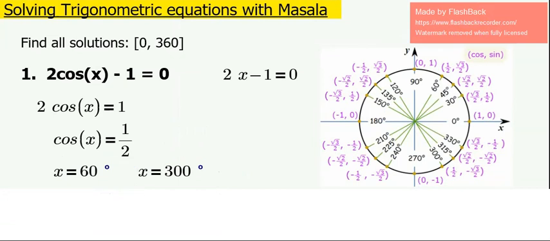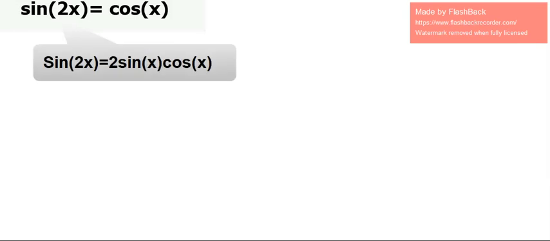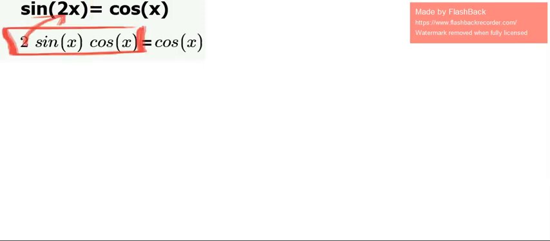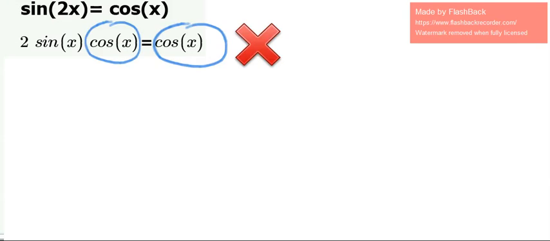So let's do a couple more of these, some that are maybe a little more difficult. Suppose we have sine of 2x equals cosine of x. One trick to solving these problems is to use trig identities. There's an identity for sine of 2x that says it's equivalent to 2 sine of x cosine of x, and on the right side we still have our cosine of x. You have to be careful here. A lot of people have a tendency to simply divide both sides by cosine of x, which is not correct. You end up losing solutions that way.